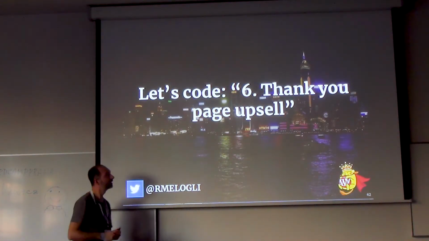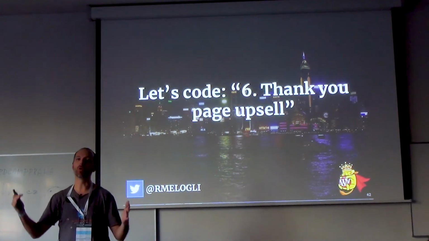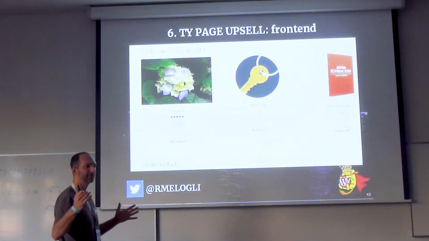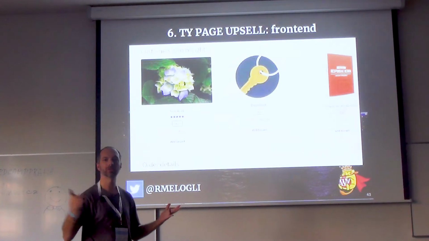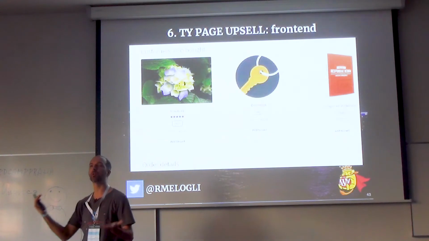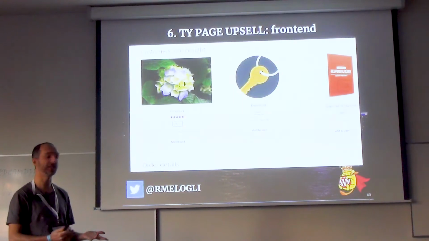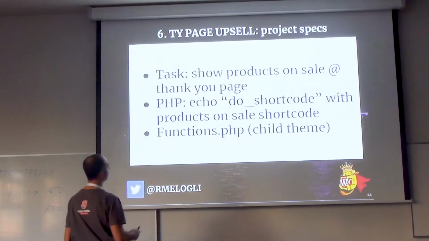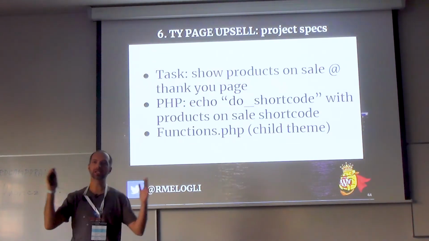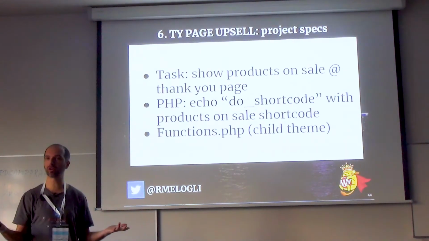Number 6. On the thank you page, we want to upsell, which means sell more. I want to show a list of nice looking products on sale on the thank you page. Why? Because someone has just given you money. They might give you more money once they land on the thank you page. What's this? It's a shortcode. You know, guys, you can print any rows and columns of products in WooCommerce just by using a shortcode, right?